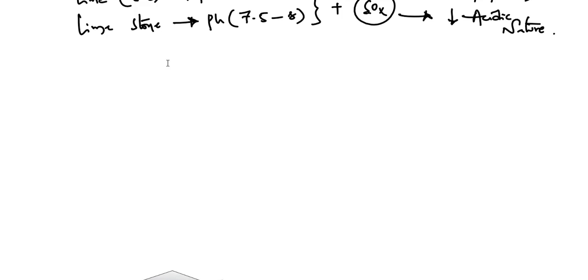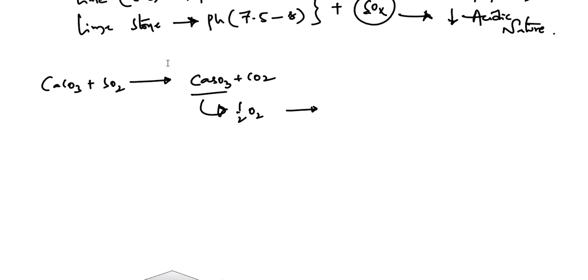The limestone reacts with SO2 and forms calcium sulfite, and this calcium sulfite in oxidation forms gypsum, CaSO4. This gypsum can be taken out when it is deposited.